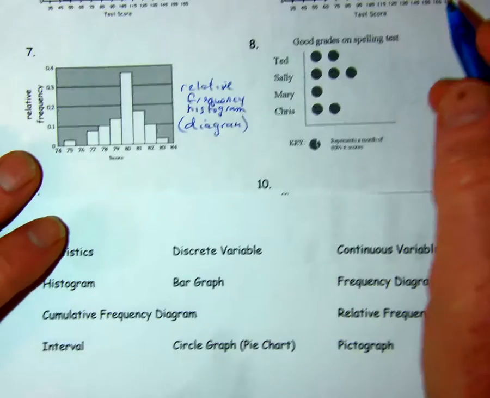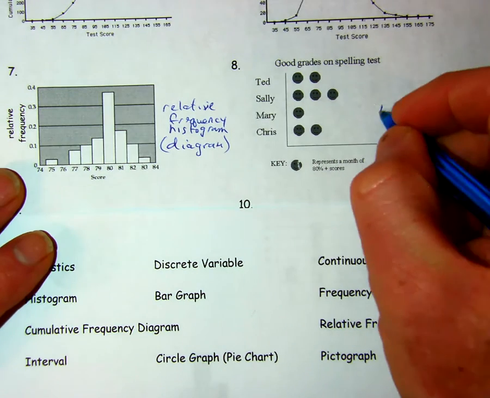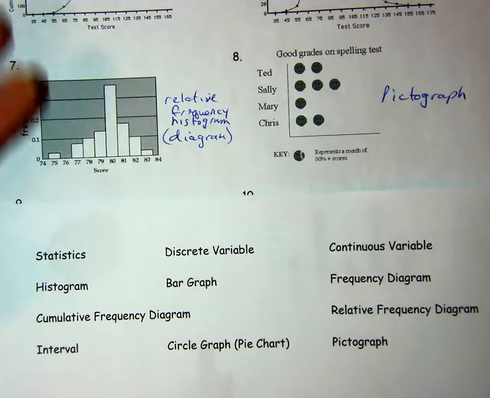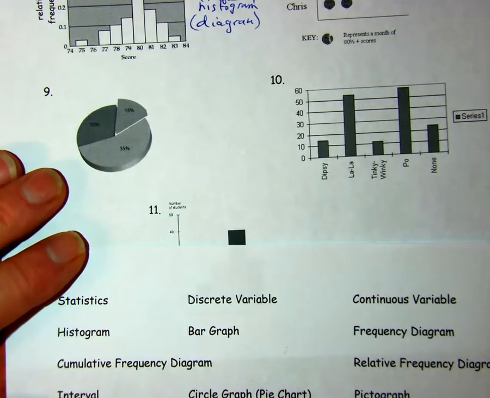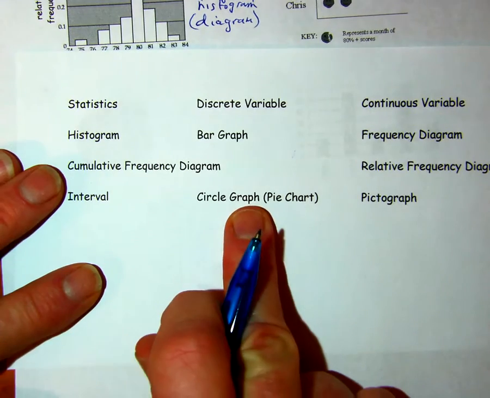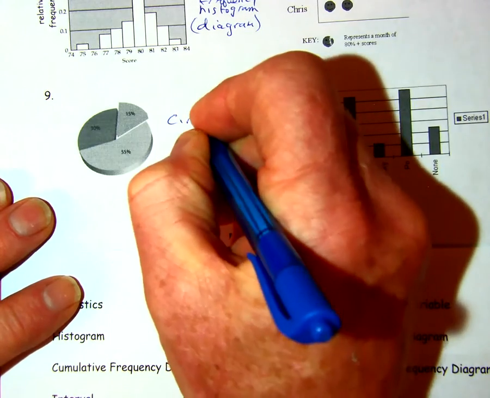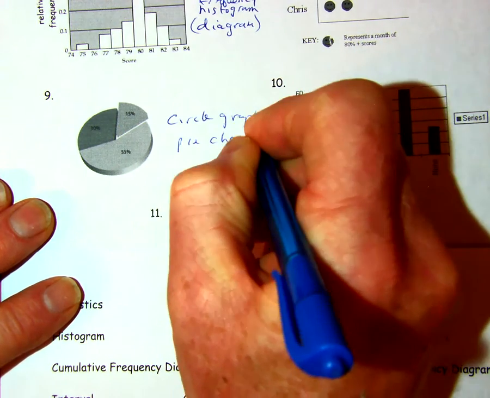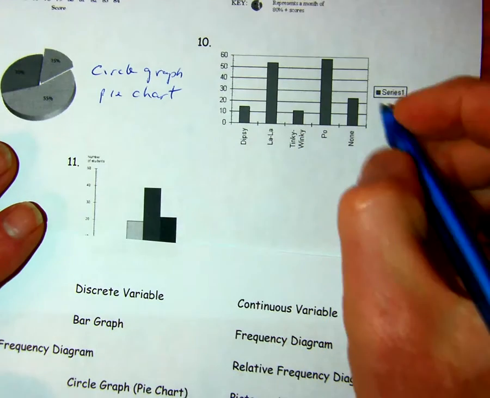So this one here, when you represent data using pictures, pretty easy. It's a pictograph. Yeah. Right. This one you've seen lots of times before. Two names, I guess you could call it, and obviously it's this one, right? It's a circle that also looks like a pie, so circle graph or pie chart. Right. This is not a histogram. This is a bar graph.